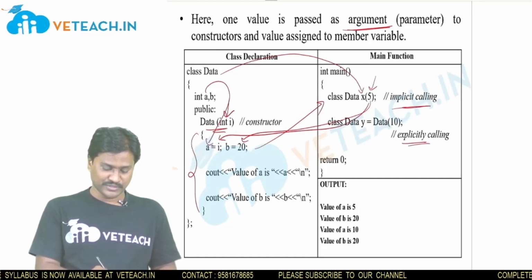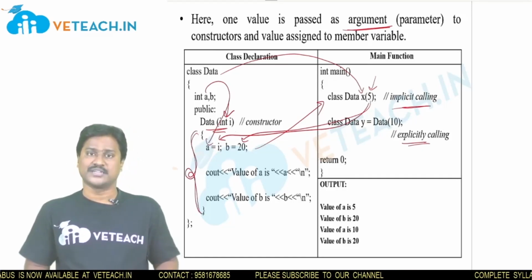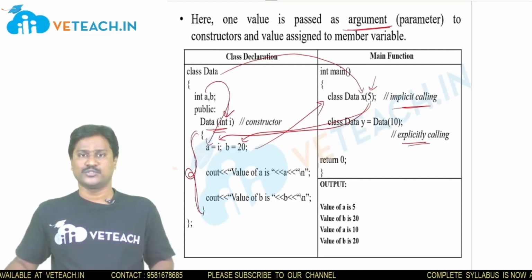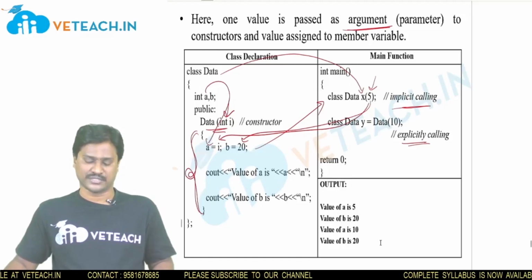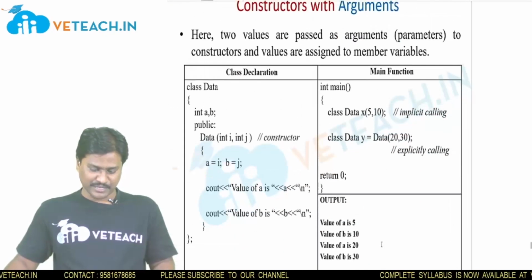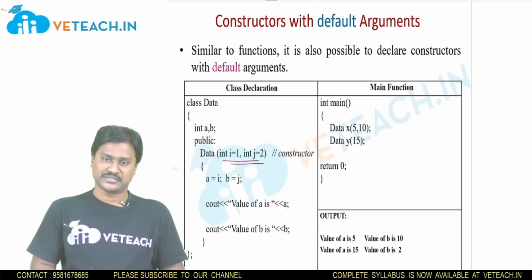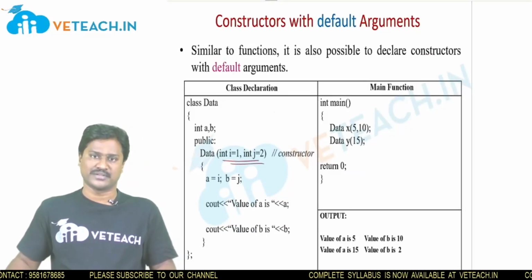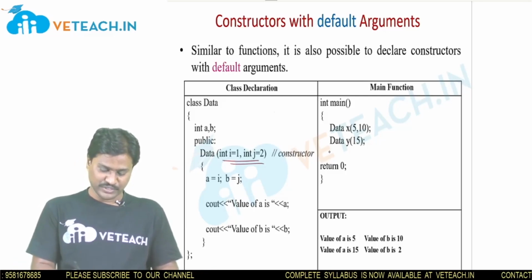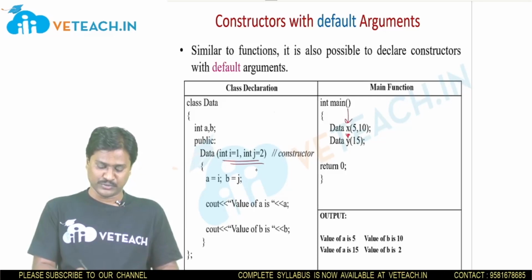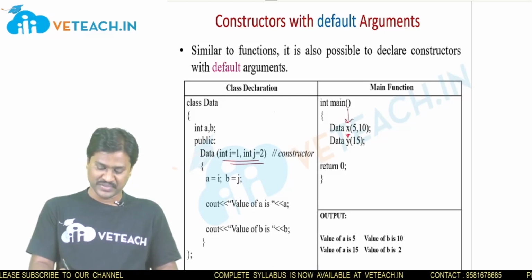Here, in a parameterized constructor, when we are calling this constructor, we need to pass a parameter to it. Another type of constructor is the parameterized constructor with default arguments, which is also a type of parameterized constructor. When we create an object using this type of constructor, these values are passed into the constructor.